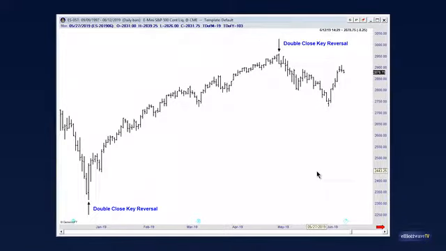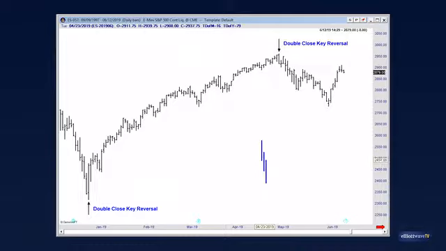Now, before I show you why I believe a double close key reversal is so important, let me explain exactly what this bar pattern is. Well, it's essentially a 3-bar pattern. For example, you have a 1 price bar. We'll just call that a day for argument's sake. Then we have another price bar. That's another day. And then we have another price bar. Okay, so we have 3 price bars.